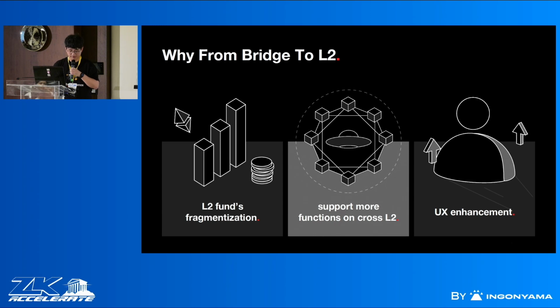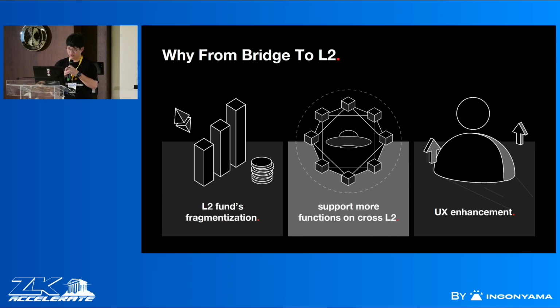So why are we going to upgrade from a bridge to a layer 2? As we know, layer 2 funds are fragmented, and we want to support more functions for layer 2 interoperability, because our bridge currently only supports asset cross-chain. We want to enhance the UX for users who want to play games across layer 2s.